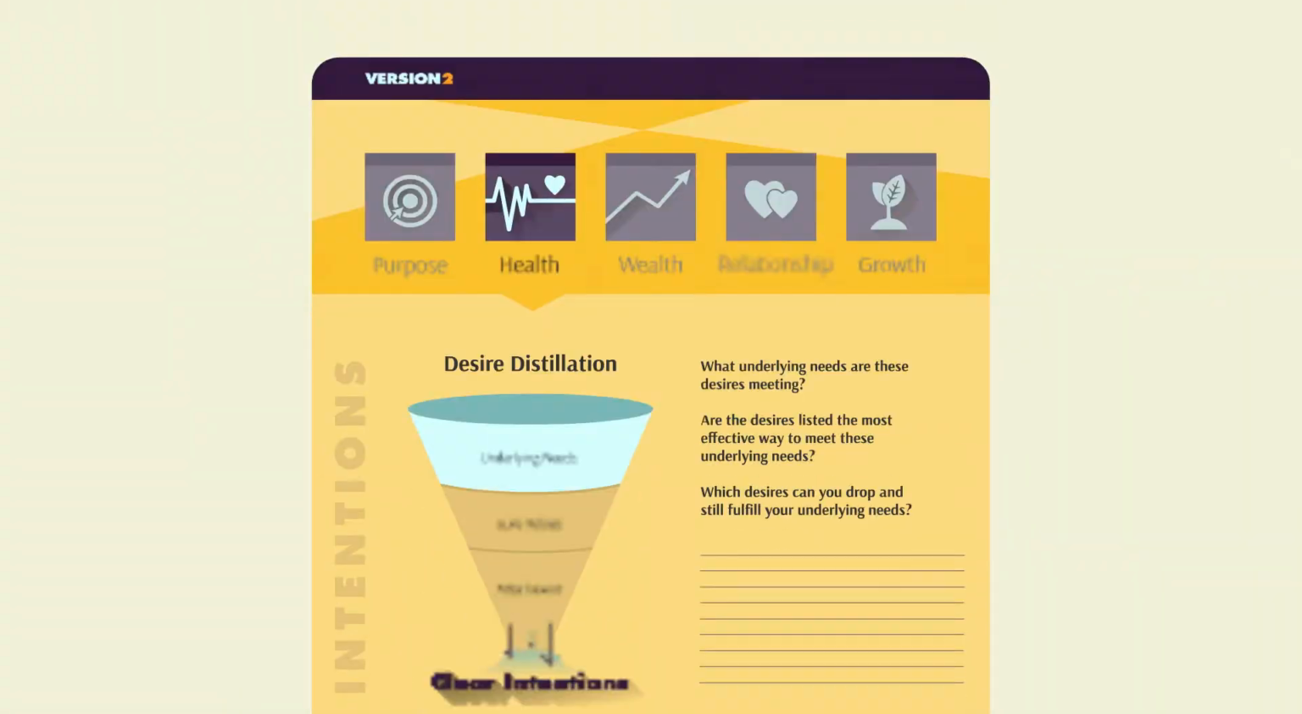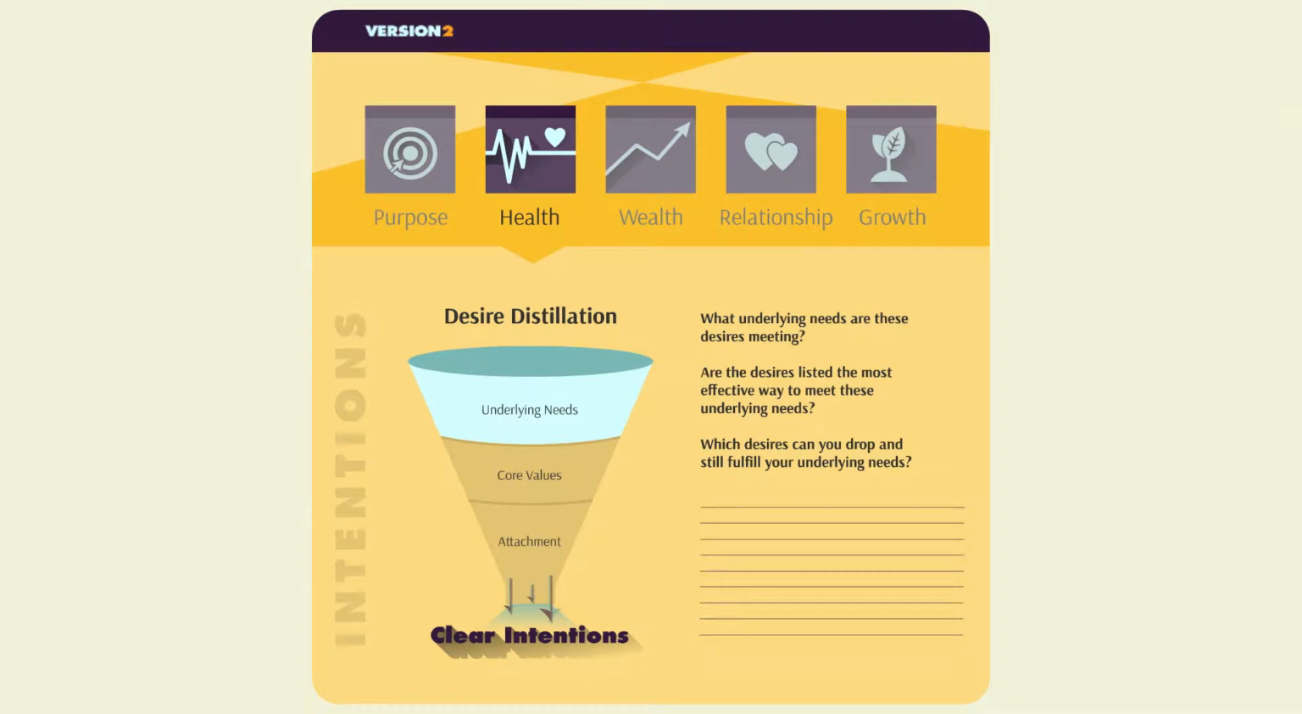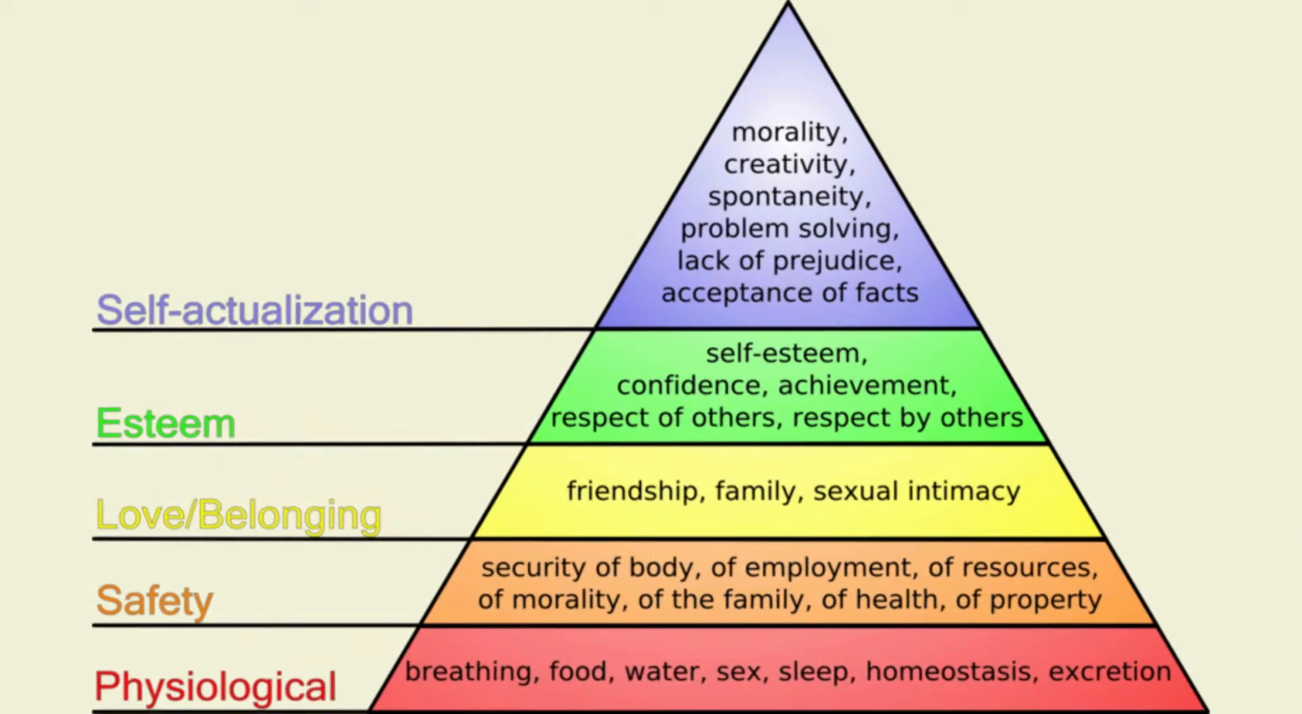So you have your desires list. And then you start going through this desire distillation funnel. And the first part of this desire distillation funnel is asking yourself, what are the underlying needs that these desires are meeting? And by underlying needs, we're referring to Maslow's hierarchy of needs. There's lots of needs hierarchies. We like Maslow's as one of the better ones.